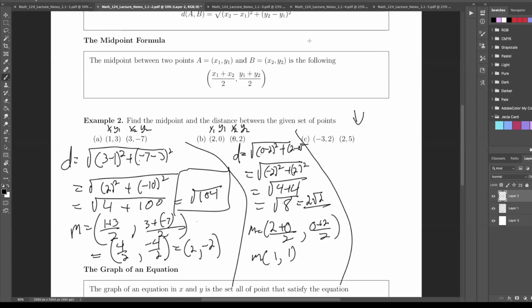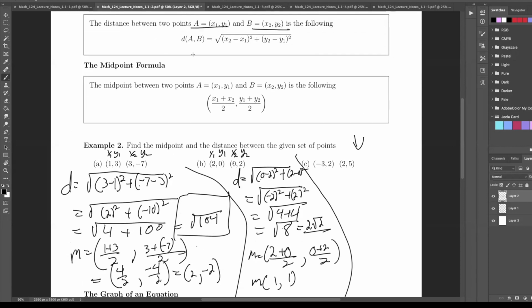Let me scroll up in case. In Web Canvas, this is what should be uploaded for the notes. Where it says notes, this is it. So if you just follow along and do the 1 or 2 problems I ask you to do, you'll be good to go.